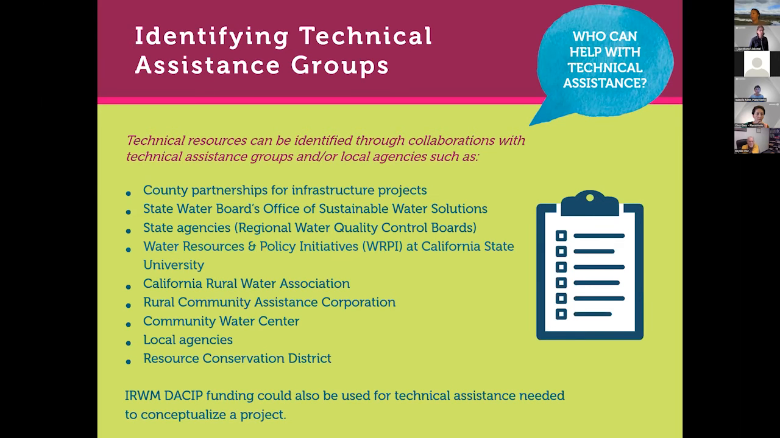And then there are other state agencies listed here: your regional water quality control boards, but also the Department of Water Resources, even the Department of Fish and Wildlife. A lot of other state agencies can provide technical assistance on project development, project planning, engineering, things like that.